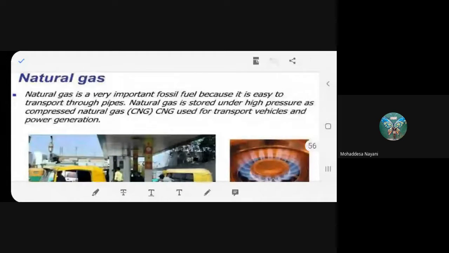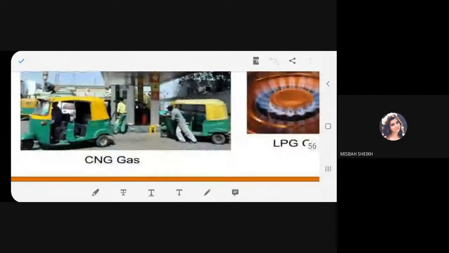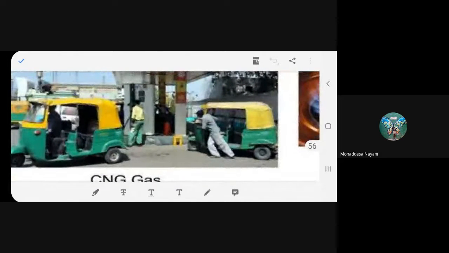So under high pressure, it is stored and it's compressed. When you're pressurizing, obviously you're compressing the gas. Yes or no? It becomes compressed natural gas. What is the abbreviation of compressed natural gas? It is CNG. Now, where are we using the CNG, beta? For transport vehicles, and also for generation of power. So, in generators, we are using CNG. Is this clear?